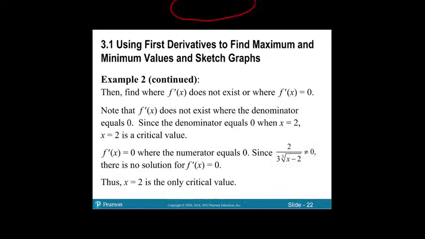So we find where f prime does not exist, or where it is 0. F prime does not exist where the denominator is 0.